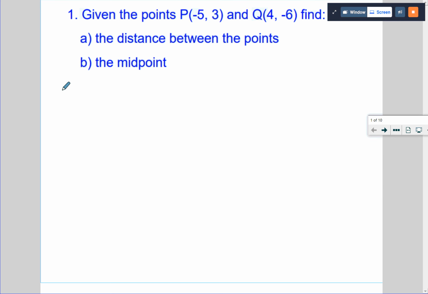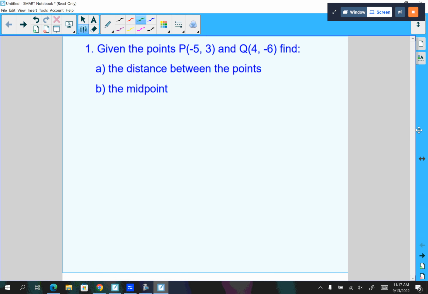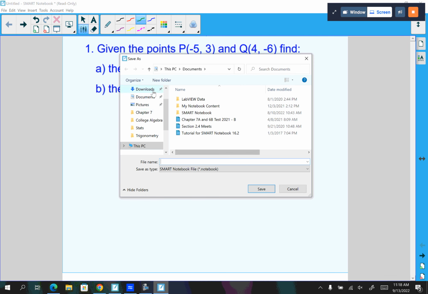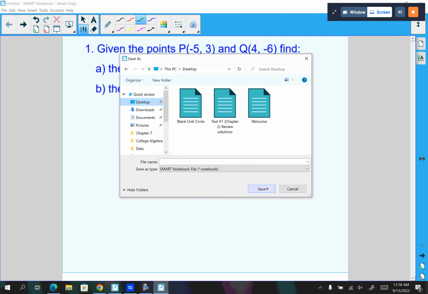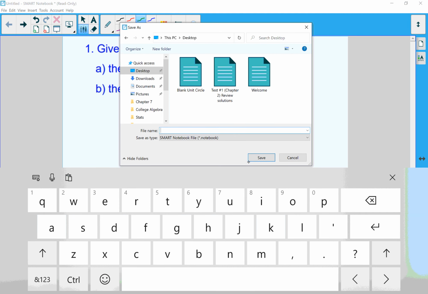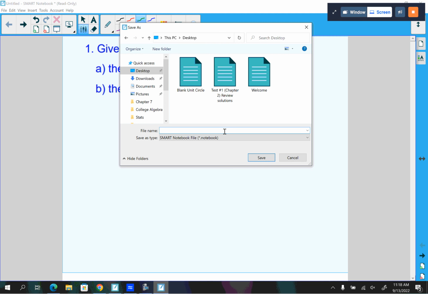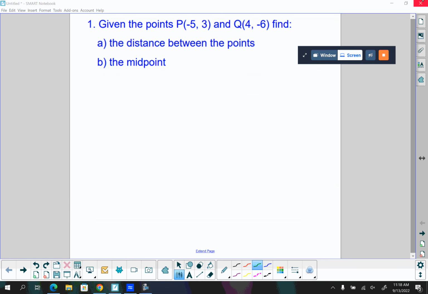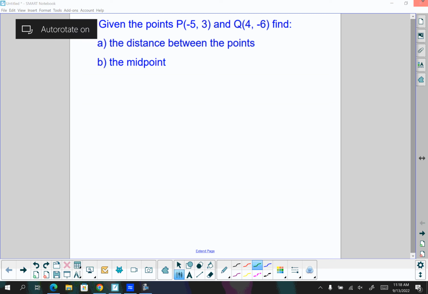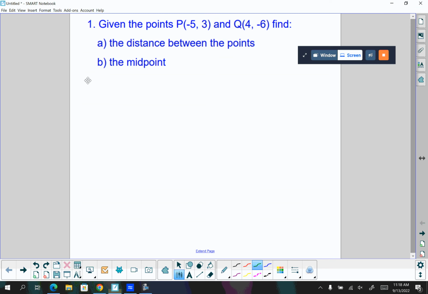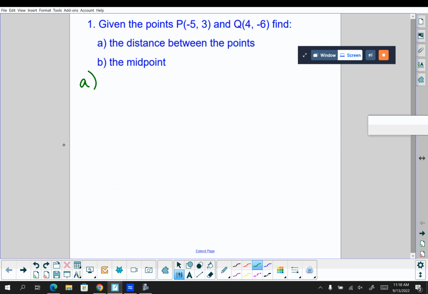Is it not going to let me write on it? Of course it's not going to let me write on it, because why would it? Sorry guys, I don't know what is going on with this computer today and this notebook file. Come on. How do I do that? That fix it? Maybe? Yay! Okay.